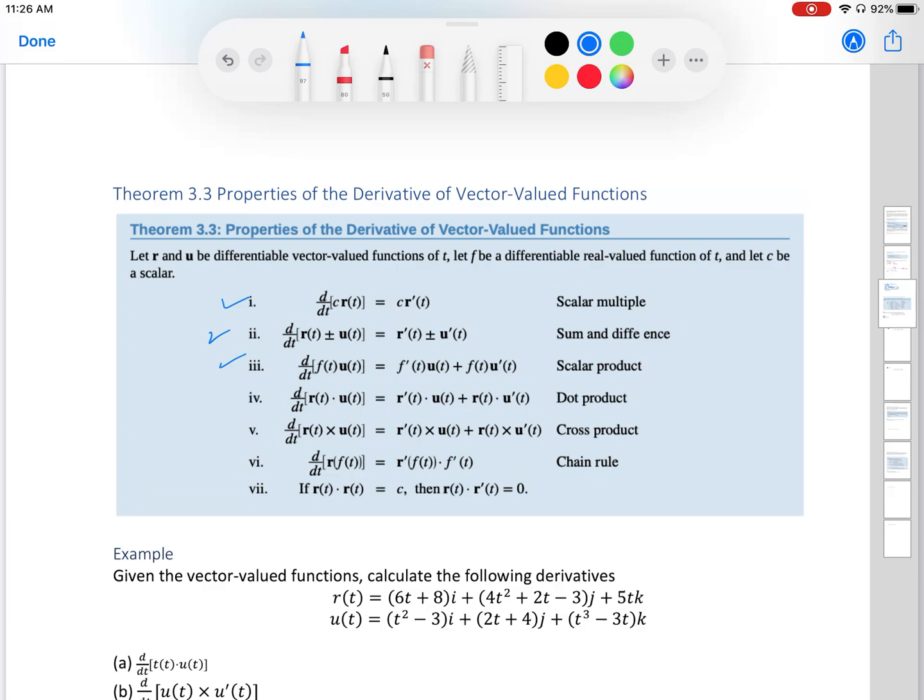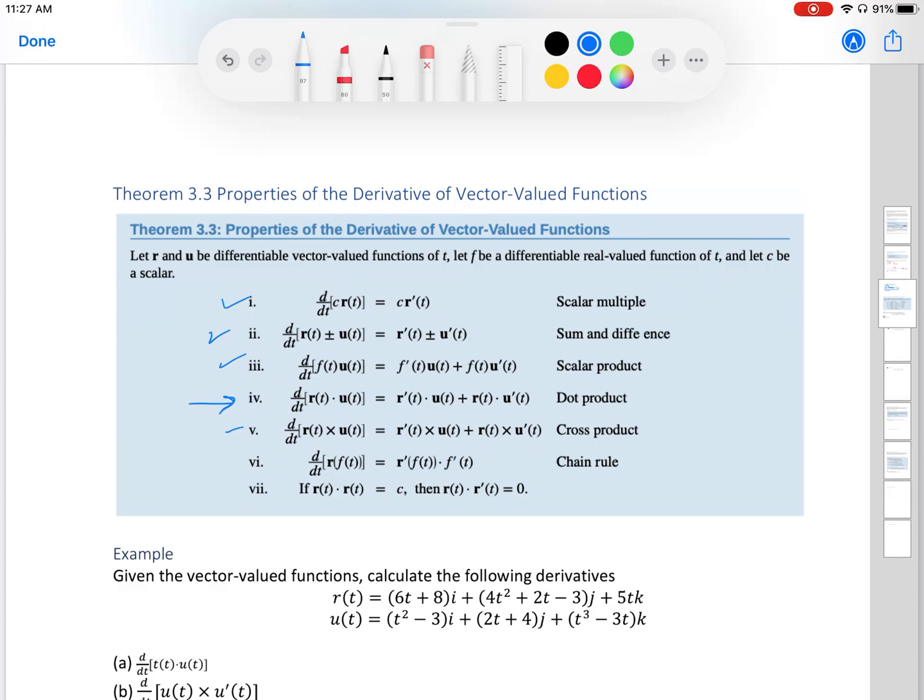3. The derivative of f of t times u of t is equal to f prime of t u of t plus f of t u prime of t. That's called your scalar product. I always translate it in my head as the product rule that you learned in Calculus 1. Next, that's new to us, 4. The derivative of r of t dot product u of t is equal to the derivative of r of t dot product u of t plus r of t dot product u prime of t.